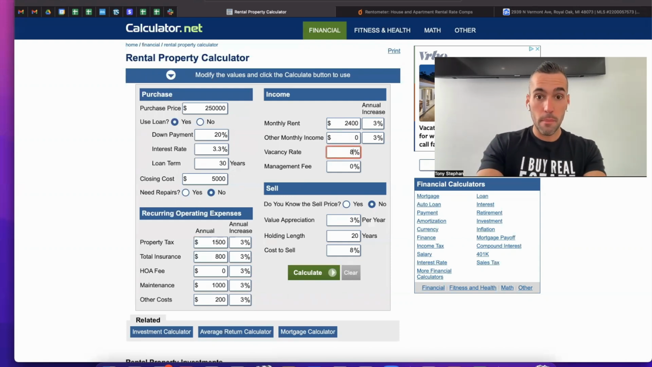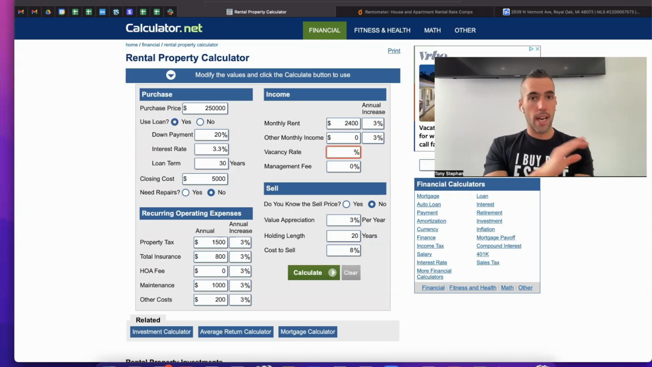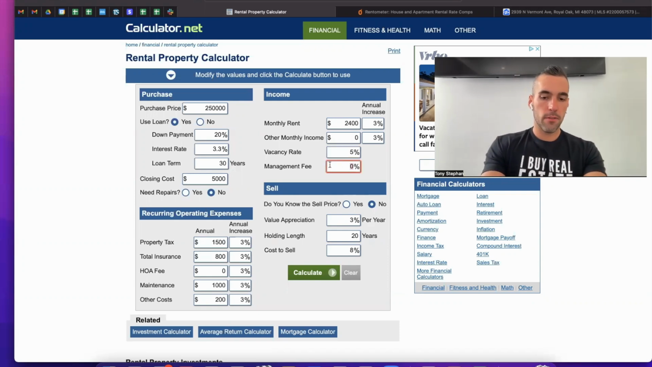Don't try to do it yourself. It might be 8%, it might be 10%. I don't invest in any area that would be above 5%, because also with vacancy, you have to consider late payments, missed payments, right? You just have to factor that in. So safely 5%. Management fee, we pay 8%, okay? I've seen anywhere from 5 to 12%. I think 8% is great. Whoops, 18 was crazy, okay?